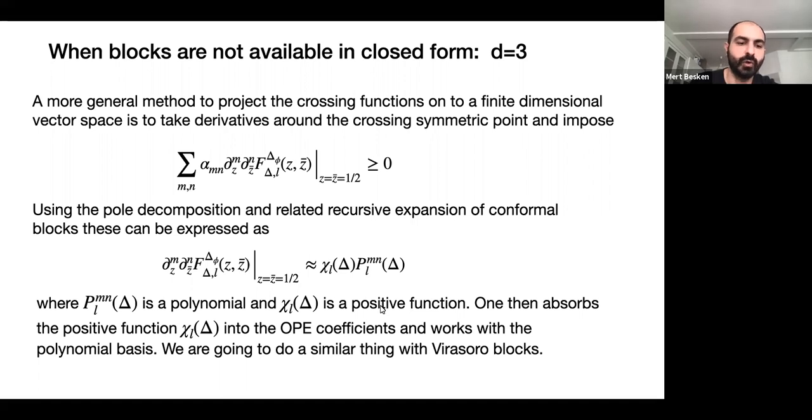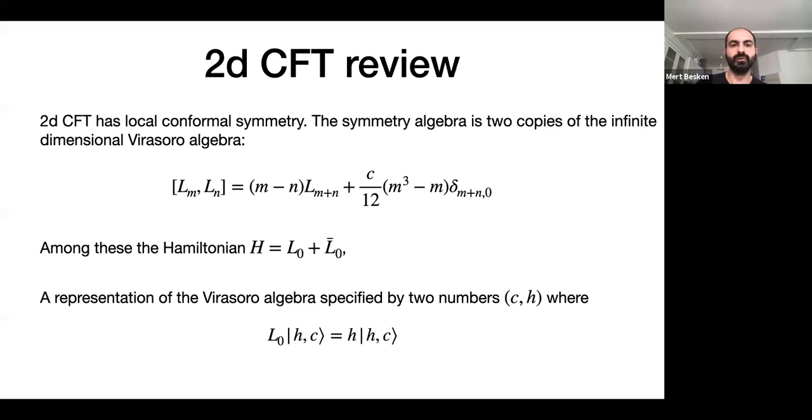One then absorbs the positive function chi into the OPE coefficients and works with this polynomial basis to rule out proposed spectra. And we are going to do something similar with Virasoro blocks, for which we have recursive representations of exactly this form: something polynomial and something positive in terms of these finite dimensional projections. So let's move on to 2D CFT proper. Just a very short review.